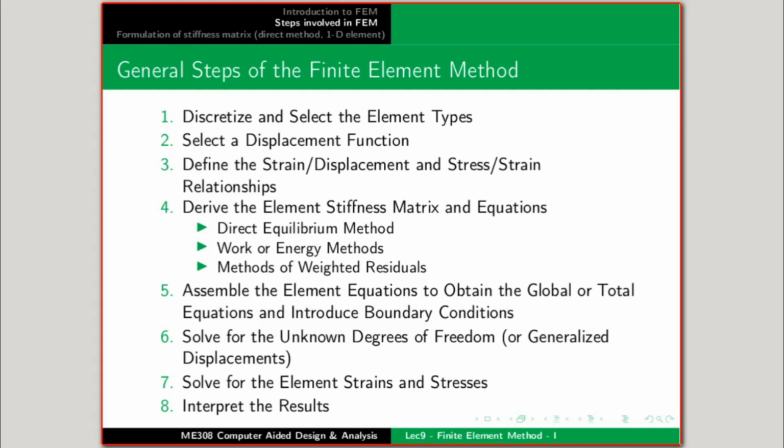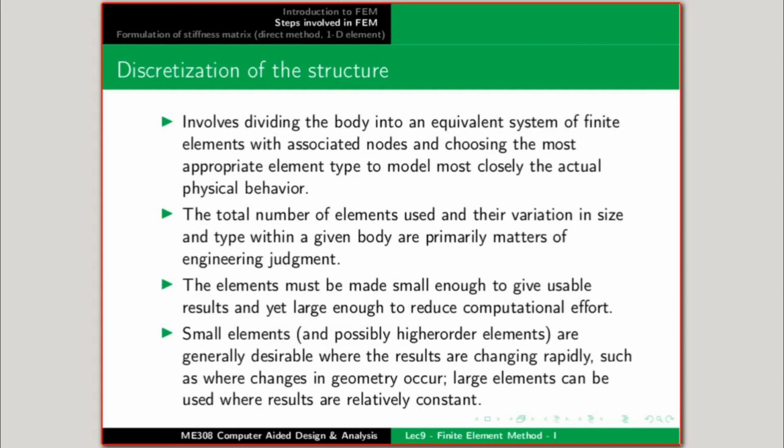In structural mechanics problems, we have generalized displacements. So we have to solve for displacements. Seventh, solve for element strains and stresses. Once we obtain the displacement in the sixth step, we are going for solving for strains and stresses in the seventh step. Eighth step is interpretation of results. So these are the general steps of a finite element method. We are going to see them in detail.